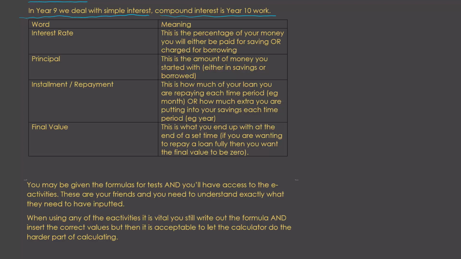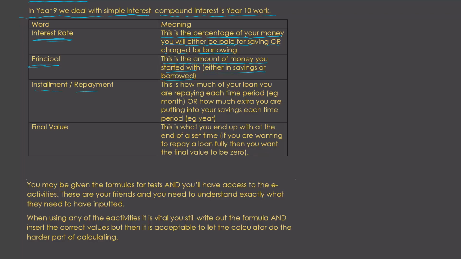So here we have some terms that you need to know. Interest rate. This is the percentage of your money you will either be paid for saving or charged for borrowing. The principal. This is the amount of money you started with, either in savings or borrowed.